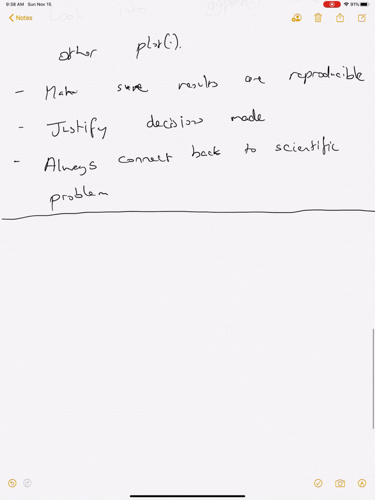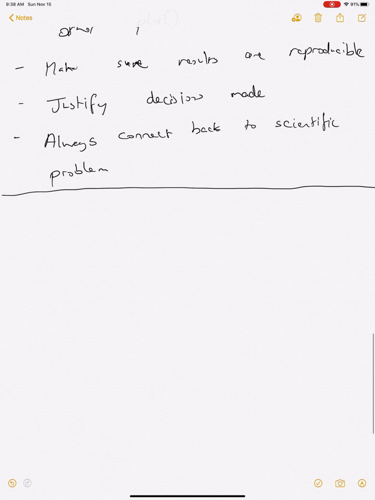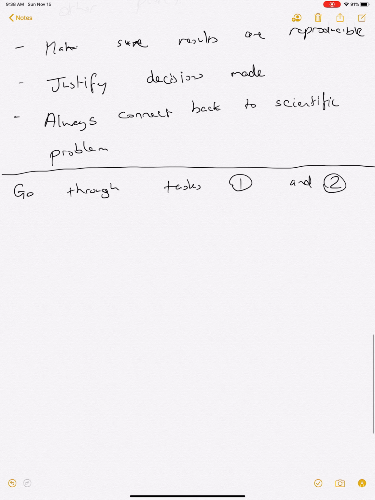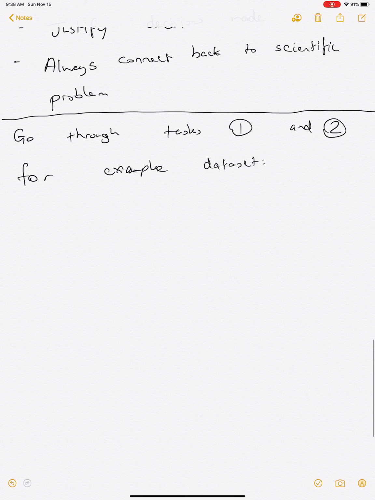So now we're going to go through tasks 1 and 2 for the example data set here. Okay, so the first task is obviously to choose a data set, which I've already done and put online, but I just wanted to first explain to you where I got that data set from.